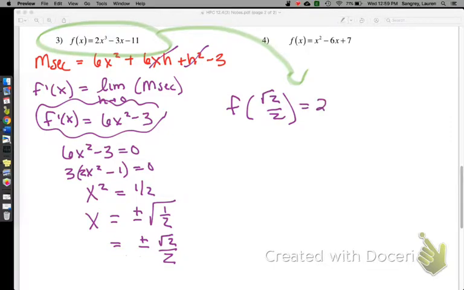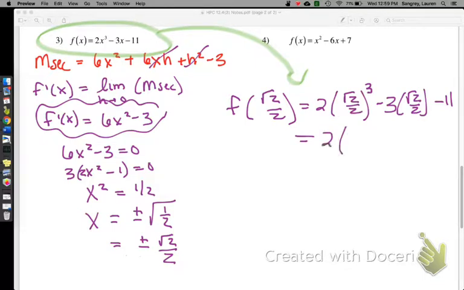So I have 2 times root 2 over 2, minus 3 times root 2 over 2, minus 11. Oops, and that root 2 over 2 is cubed. So this is going to be 2 times 2 root 2 over 8, minus 3 root 2 over 2, minus 11.